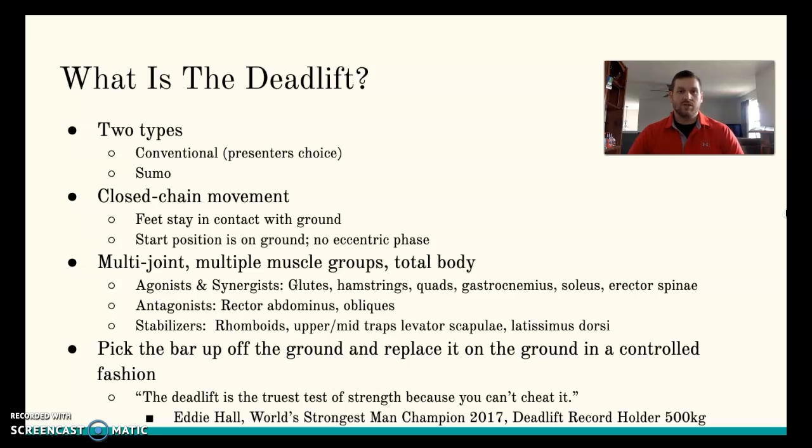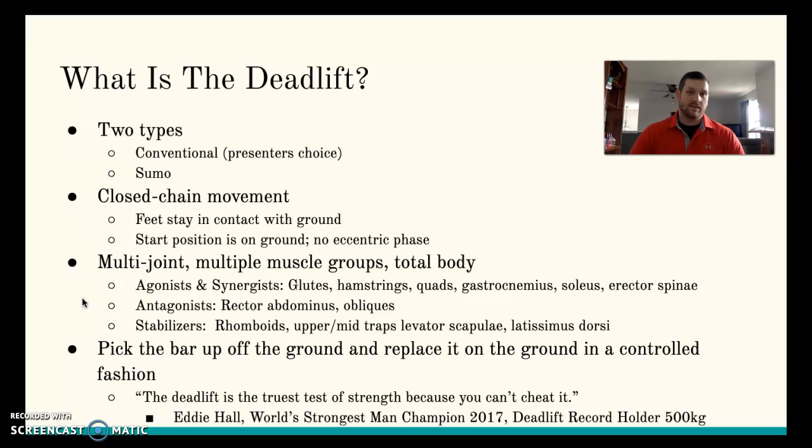We're looking at multi-joint, multiple muscle groups, total body. It's not just a lower body exercise. It's going to require core strength. It's also going to require mid and upper back strength in order to keep you from toppling over. So we'll go into more depth on this, but here are your agonists and synergists, the things that mainly move this: glutes, hamstrings, quads. We also have our gastrocs and soleus and our erector spinae. They are going to help us get this bar going.